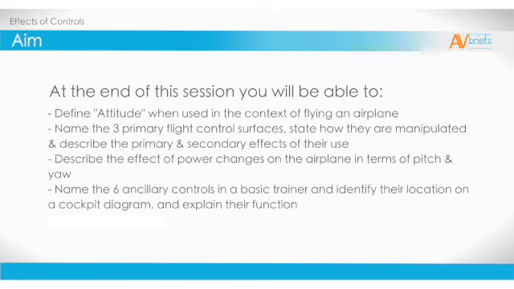At the end of this session, you will be able to define attitude when used in the context of flying an airplane. Name the three primary flight control surfaces, state how they are manipulated, and describe the primary and secondary effects of their use. You'll be able to describe the effect of power changes on the airplane in terms of pitch and yaw. And you'll be able to name the 6 ancillary controls in a basic trainer, and identify their location on a cockpit diagram, and explain their function.